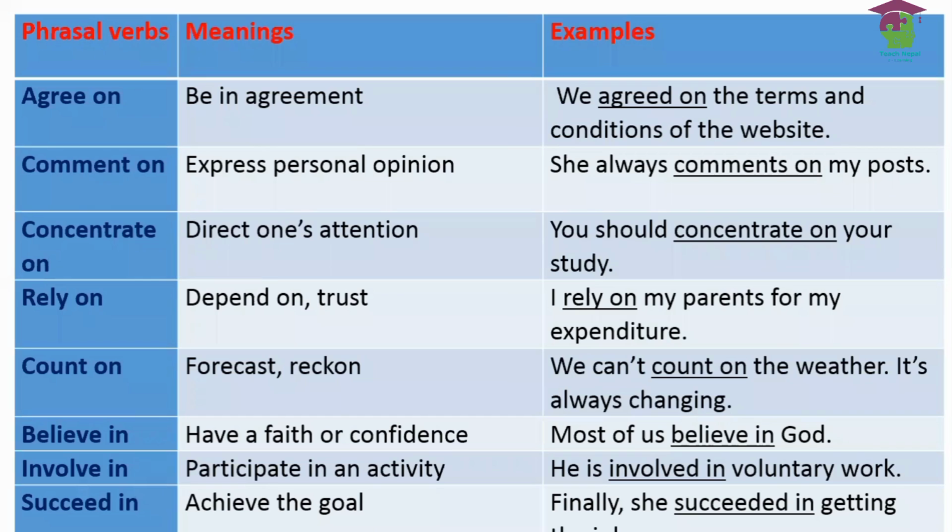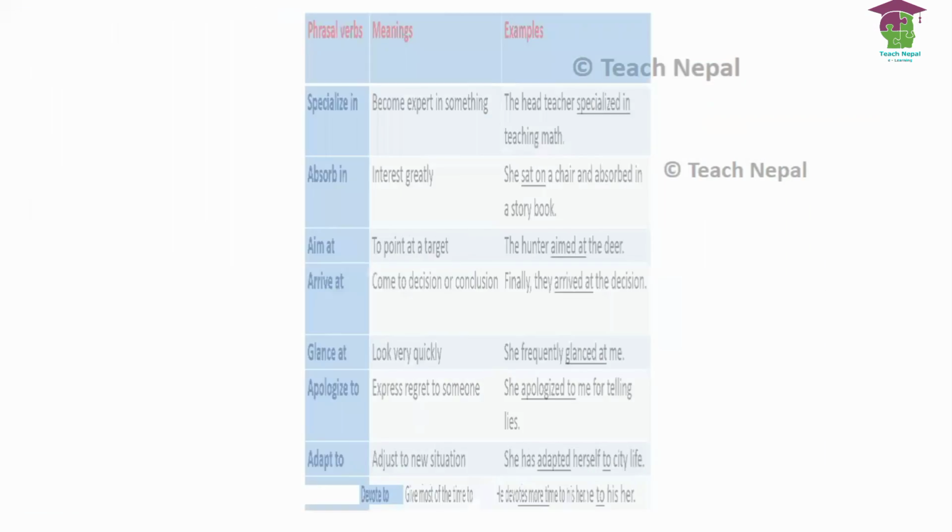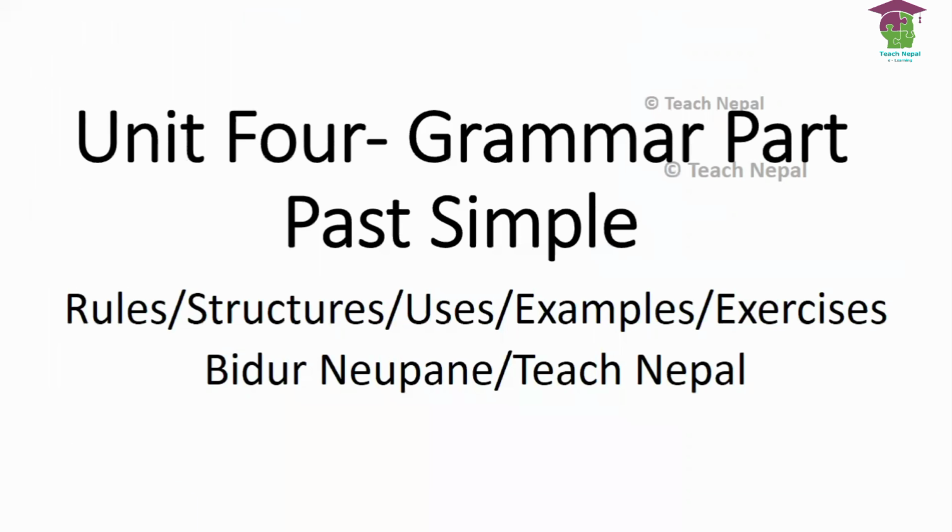Now you have been given other phrasal verbs also. Phrasal verbs we have studied in unit 3 there. Verbs and phrasal verbs, these are some different things. They might have different meanings in different contexts there. Now we'll move to unit 4 grammar part, that's past simple.